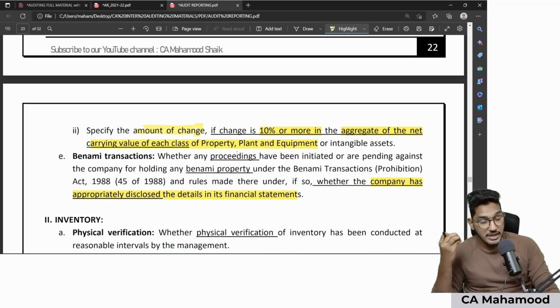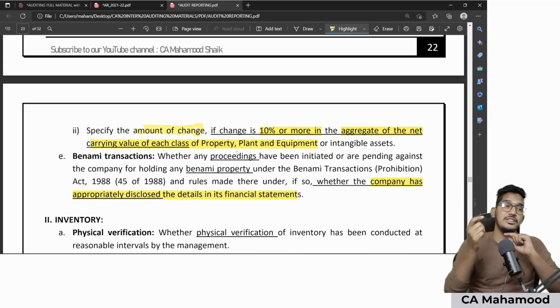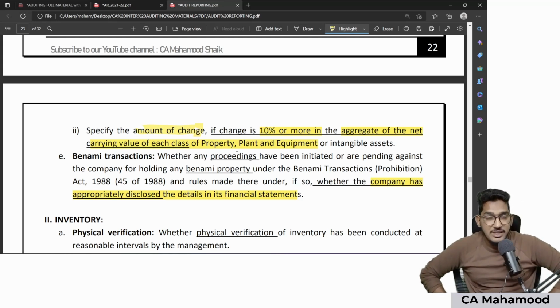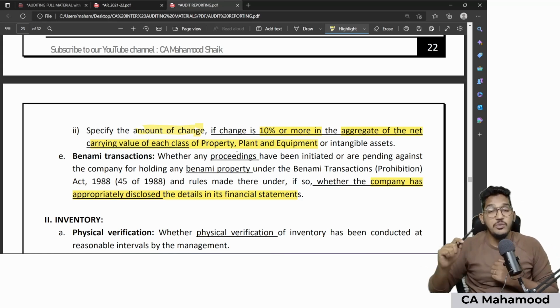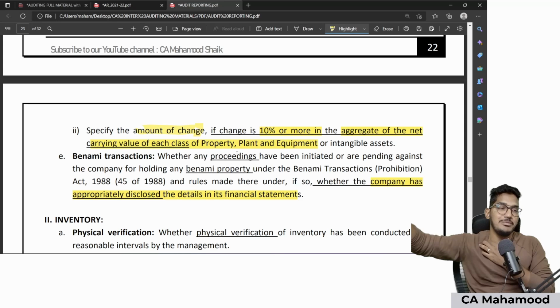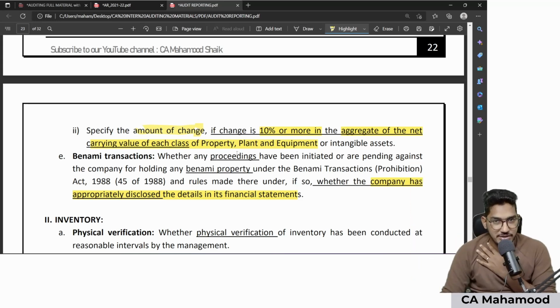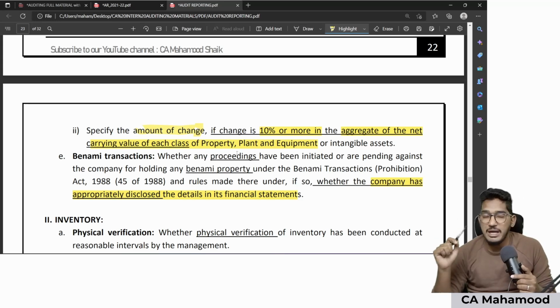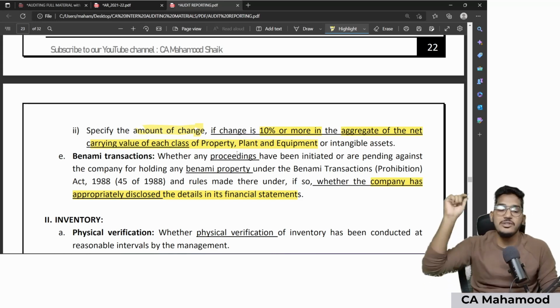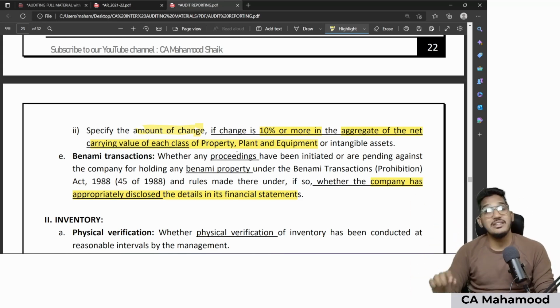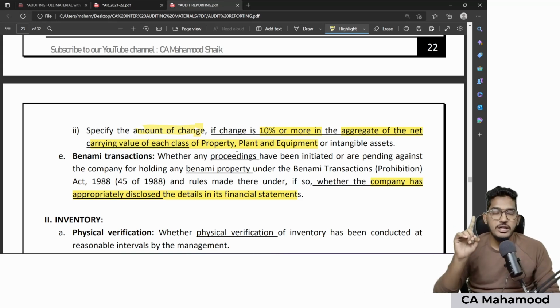Once again, I am telling you here also, the CARO is not asking auditor to disclose the Benami transactions. The CARO is asking auditor to check whether management disclosed the Benami transaction cases in their financial statements. I'm repeating it once again. In this case also, the CARO is not asking auditor to disclose the Benami transactions in his audit report. They are just asking the auditor to check whether company disclosed the details of Benami transactions in their financial statements or not. Clear?